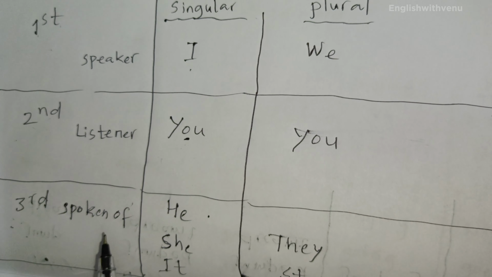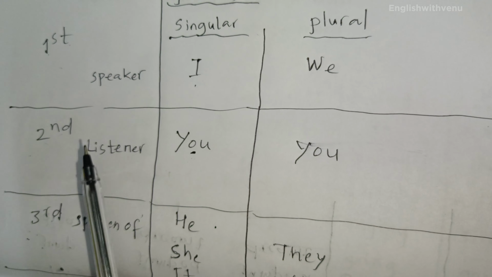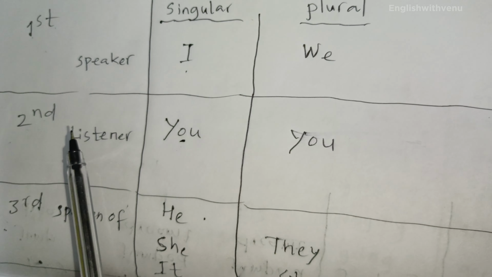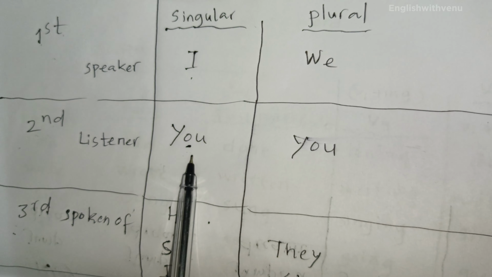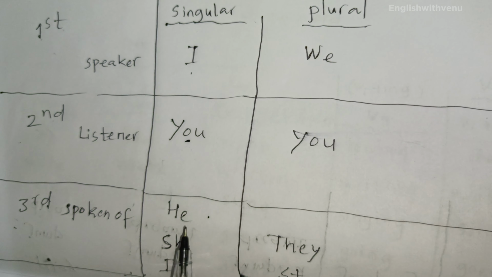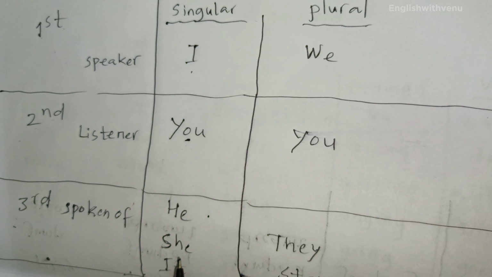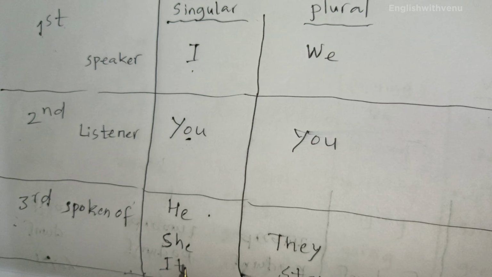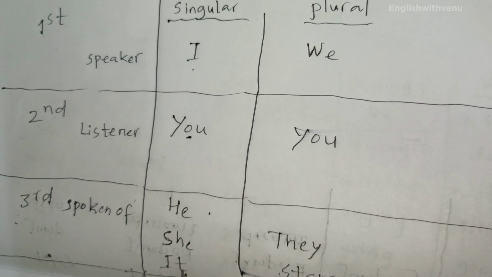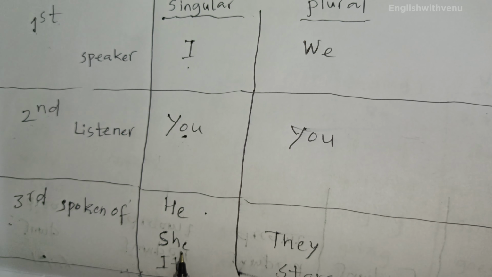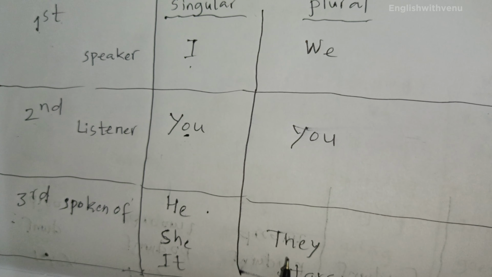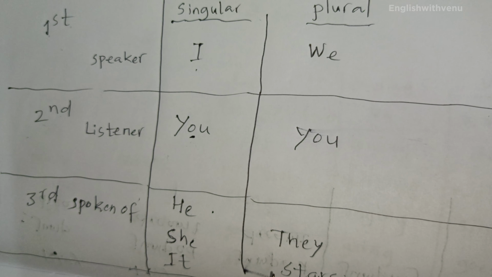And we spoke enough. I am talking, I is the first person singular. I am talking to you, you are the second person, and I am talking about he, she, it. That means the person spoken of, the person which we speak of, is the third person and that is singular. Here they is considered as third person plural.